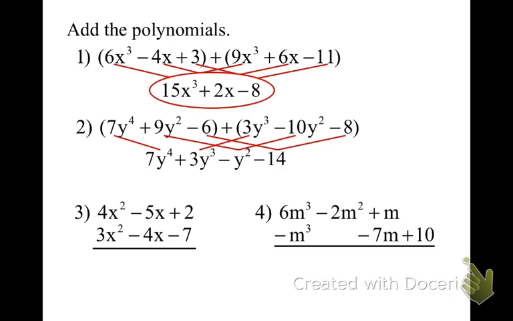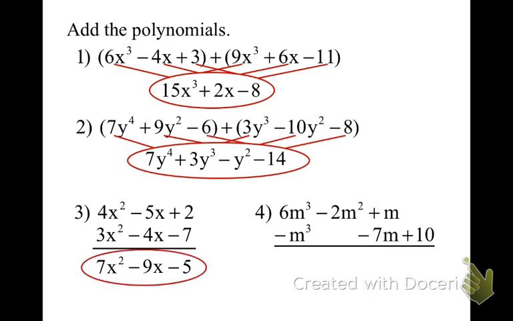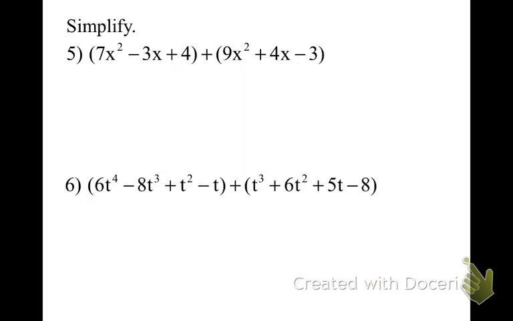Here we're trying them in vertical form. I get 7x squared, I've got 9x, negative 9x, and I have negative 5. We have negative 5m to the third, negative 2m squared, negative 6m, and positive 10. All right, this is just more of the same. You can pause it, or you can go on to the next couple slides if you want to pause it.